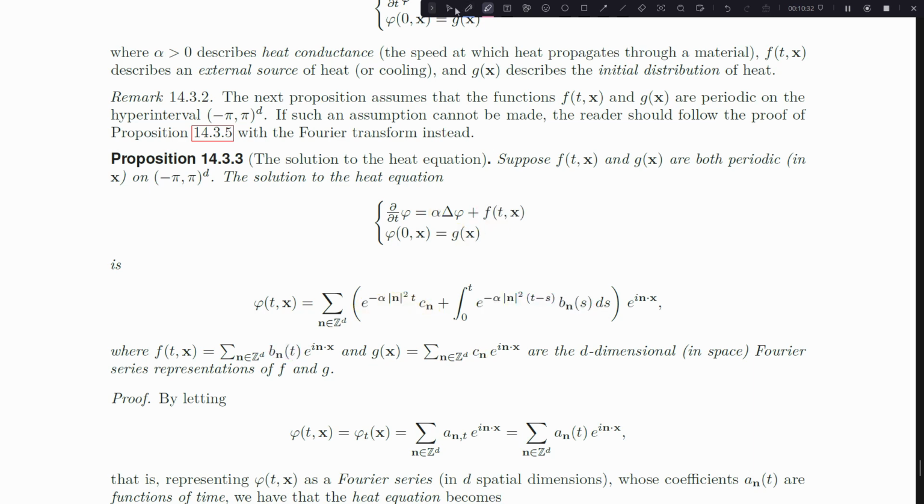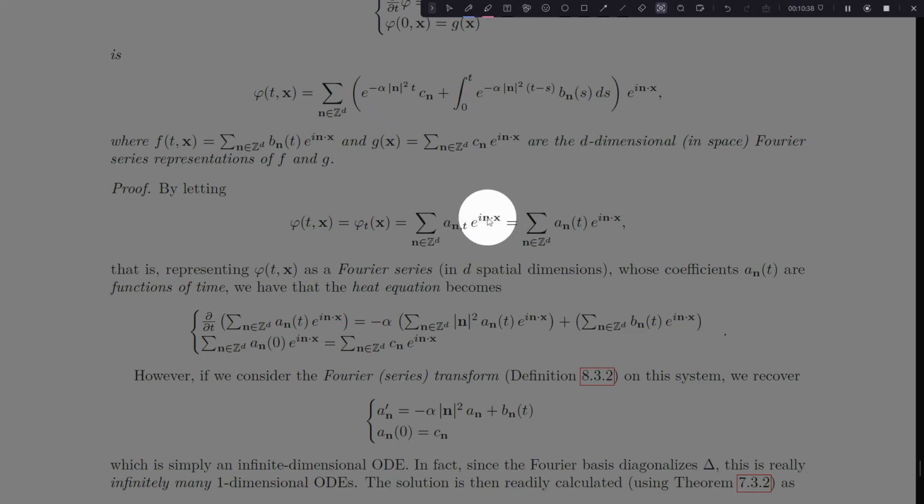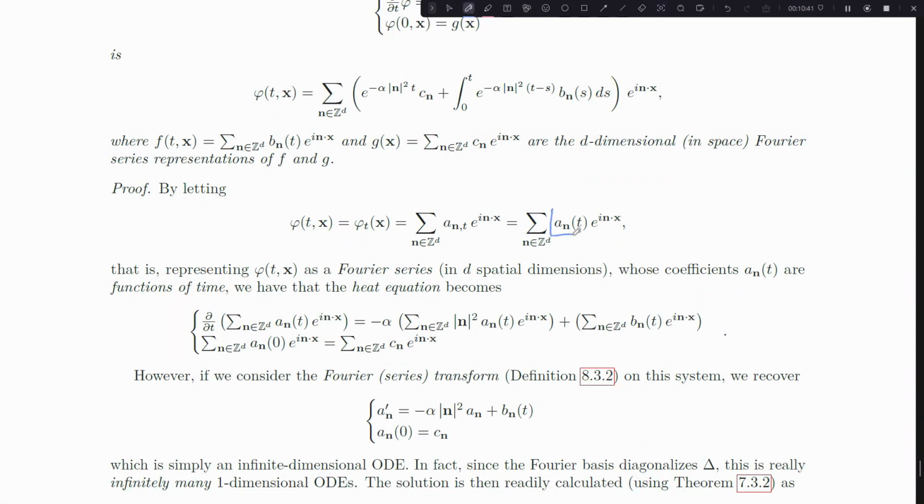And the way you actually prove it is by just assuming that phi can be written as a Fourier series in space, whose coefficients, once again, I'm allowing the coefficients to depend on time. So I allow the coefficients of my solution to depend on time.